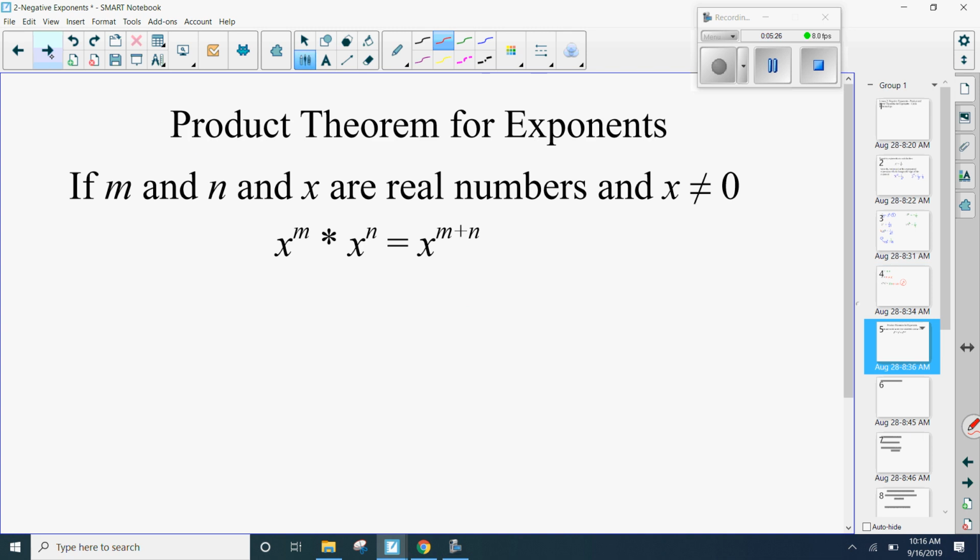So that says product theorem. If you multiply like bases, excuse me, you add the exponents. So it's something like this: x to the a times x to the b times x to the c. What you do is you add the exponents together. Multiply like bases, add the exponents.